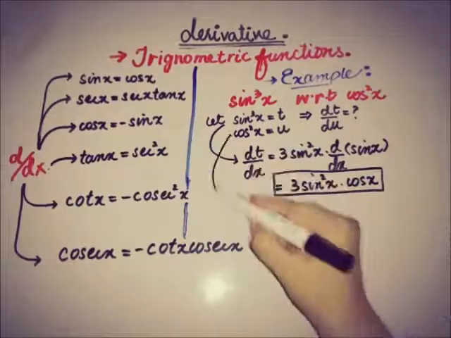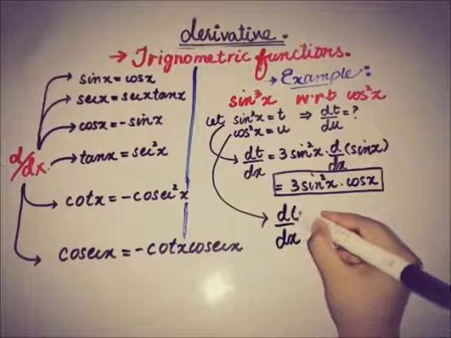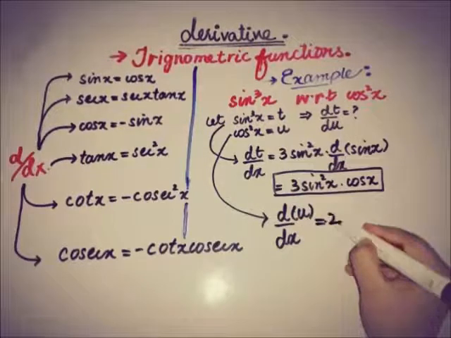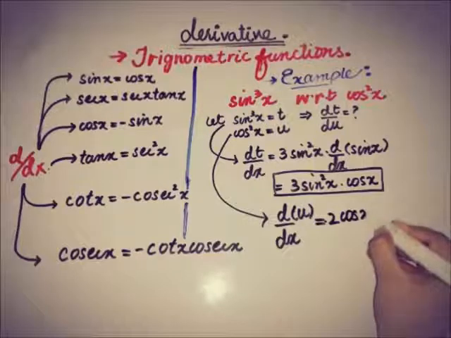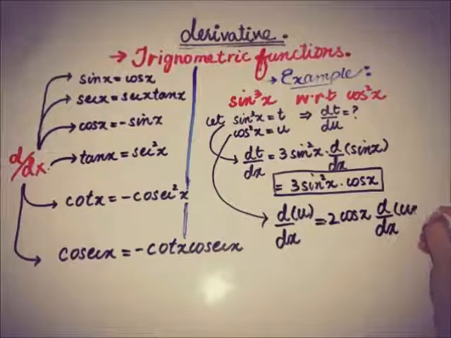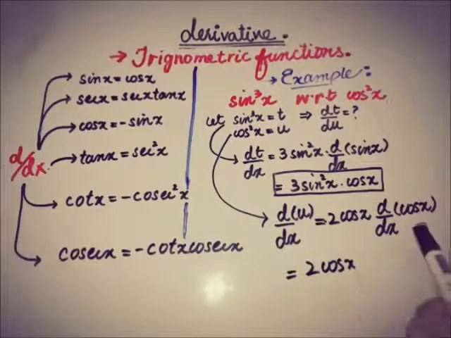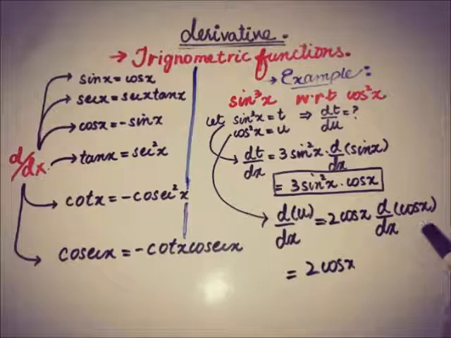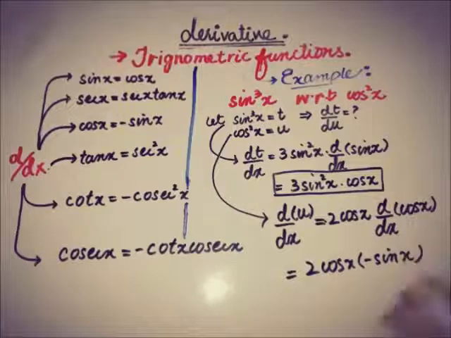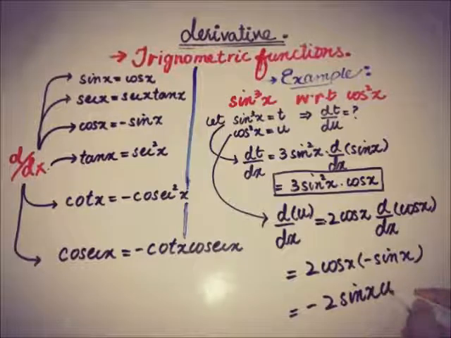Now we will see how to find the rate of change of u with respect to x. Also we will use the power rule: the power comes down, 2, it will become cos of x, and then the rate of change of cos of x with respect to x. So 2 cos x, the rate of change of cos x is equal to minus sine x, and this will be equal to minus 2 sine x cos x.